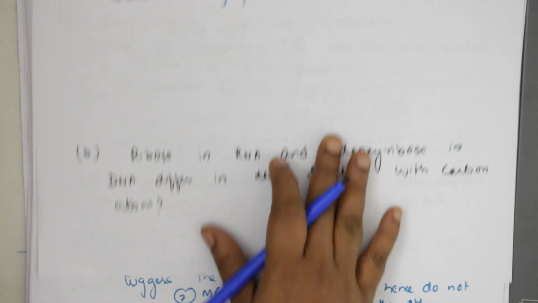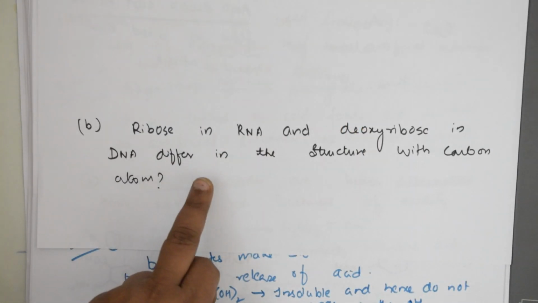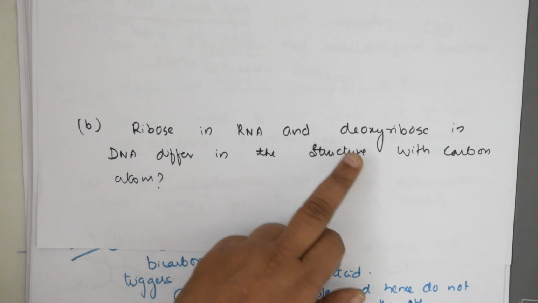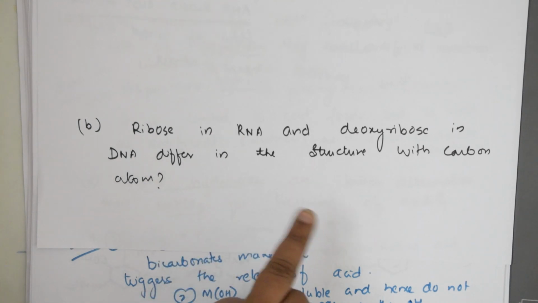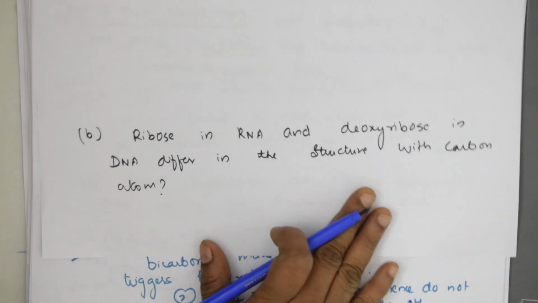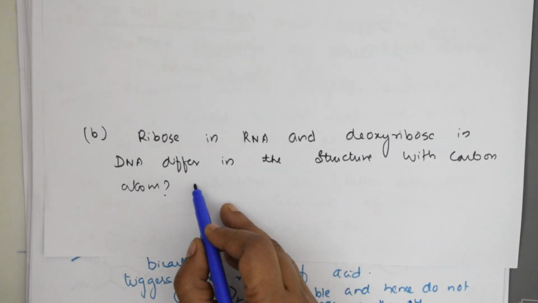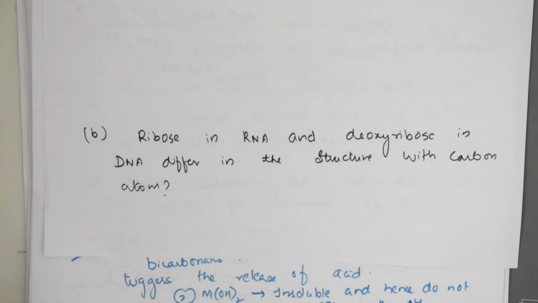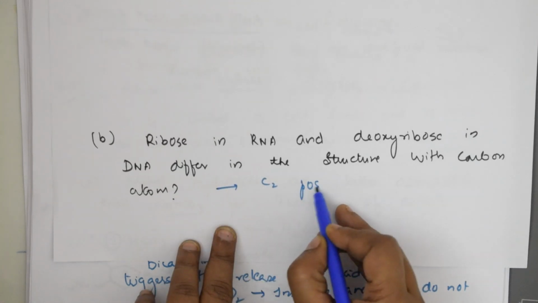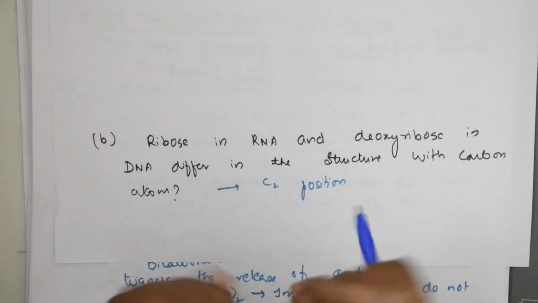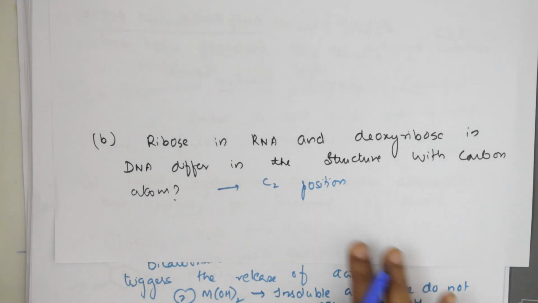What is the next question they've given me? Ribose in RNA and deoxyribose in DNA. Right? So DNA differs in the structure at which carbon? They directly gave me ribose in RNA and deoxyribose of DNA, and ask in which position they vary. They want you to write only the position, nothing else. So simple. Ribose and deoxyribose, where do they differ? They differ at C2 position only. If you have very little time, you can finish by writing the answer: C2 position.